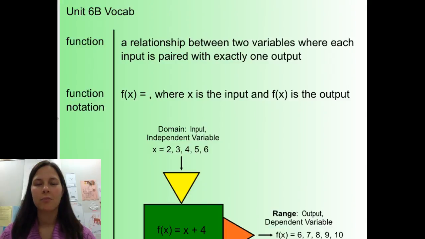In our next unit, we're going to be looking at writing equations of lines, and we're starting off with something called function notation. First of all, a function is a relationship between two variables where each input is paired with one output. I know that definition may not make a ton of sense, so I have a visual here.